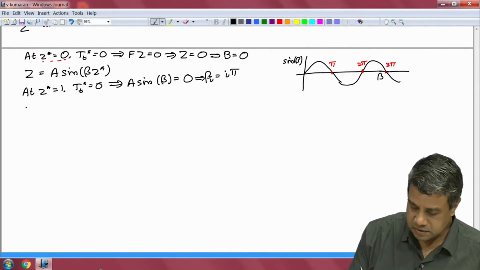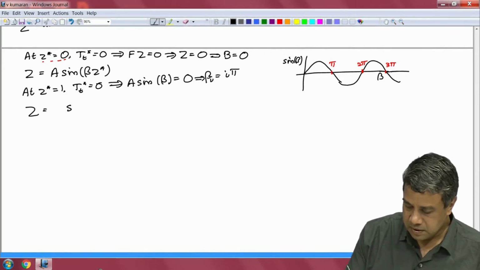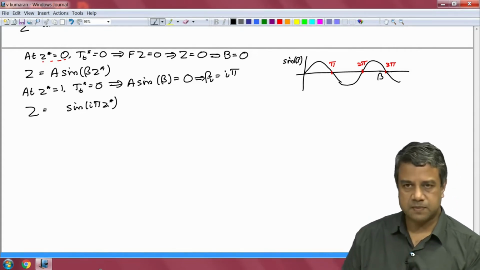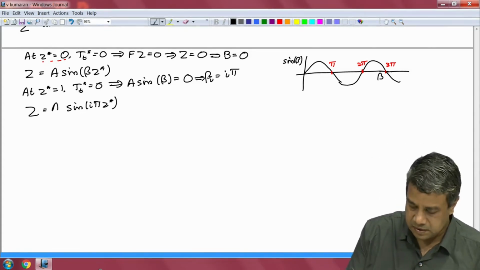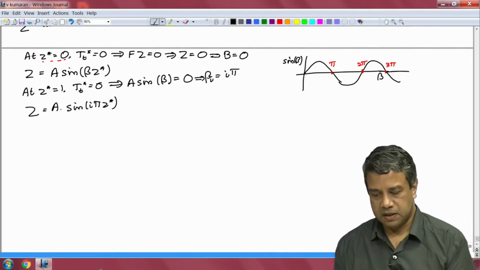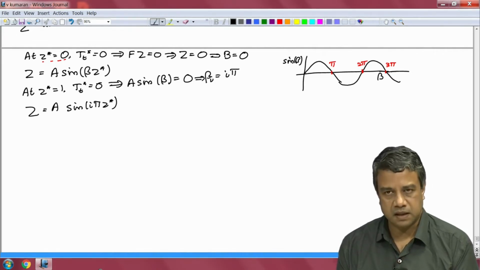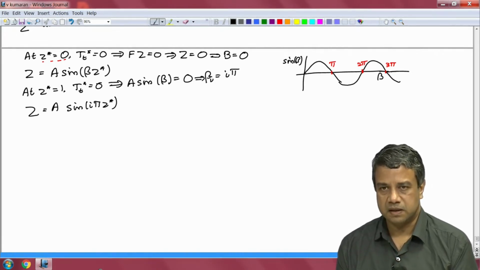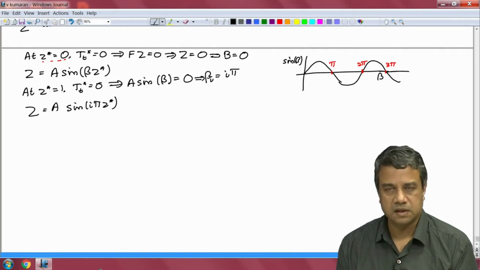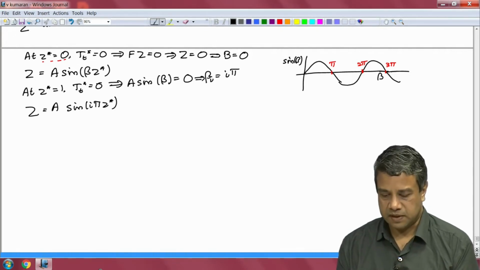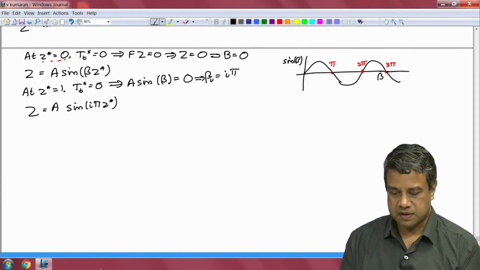So, the most general solution for Z is equal to sine of I pi z star times some constant, I will call it A. This function satisfies the boundary conditions for any integer value of I. So, that is the solution for Z.